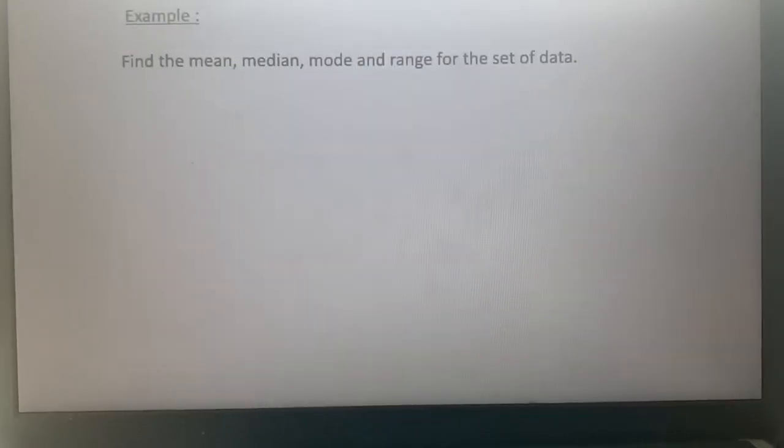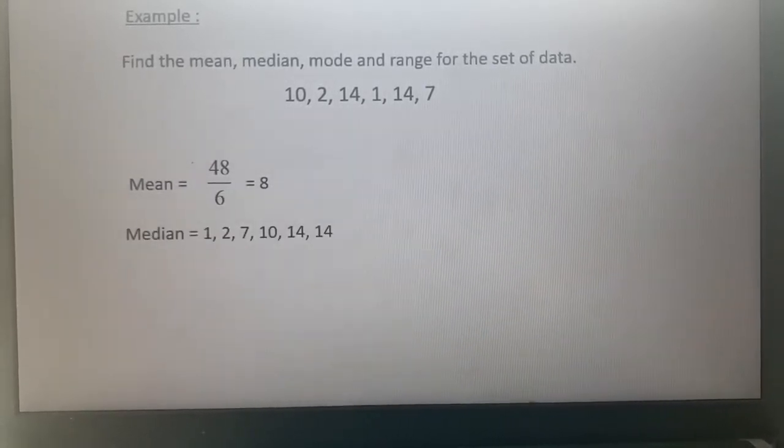Okay, so let's look at a quick example. The mean, median, mode and range for a set of data. So we've got a very small set of data, 6 values in this data set. The mean, we add them all up, which gives us 48, and then divide by 6, and that gives us a mean of 8. The median, we have to put them in order from the lowest to the highest.